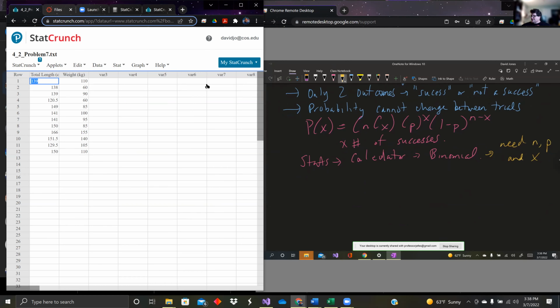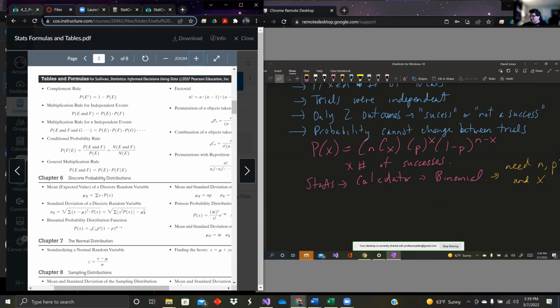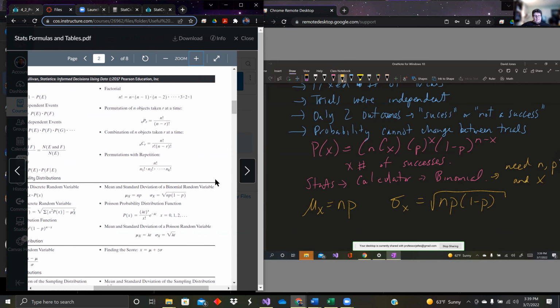And we also had the Poisson distribution. Oh, maybe we should talk about what those values are. What's our mean and what's our standard deviation? The mean for a binomial is n times p. Standard deviation for binomial is the square root of n times p times 1 minus p, as we can see on this table right here. Mean and standard deviation of a binomial.